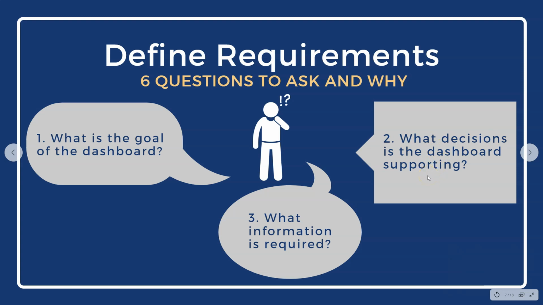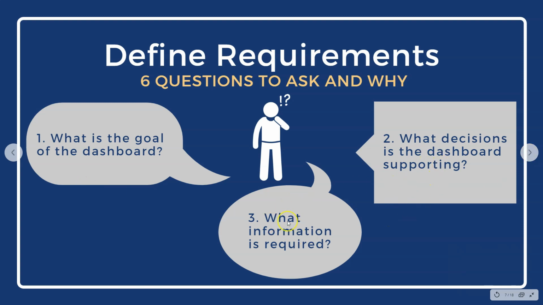It could be one decision. It could be we go for a project, or we don't go for a project, or we go and spend some money, or we don't spend some money. But what are the decisions or the decision that you want the dashboard to support? What information is required? It's an obvious one, but what do you need to be able to meet the goal and support these decisions?